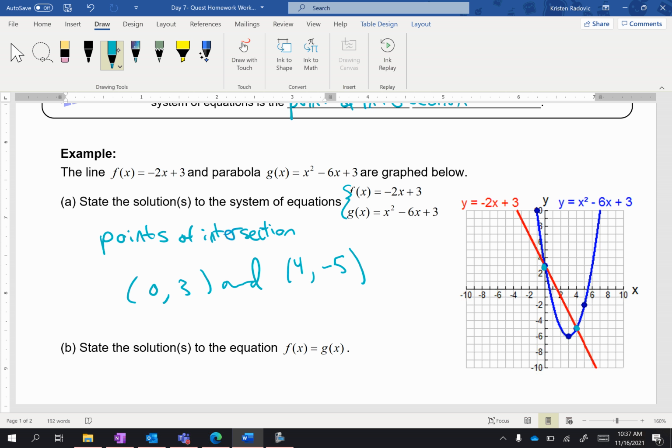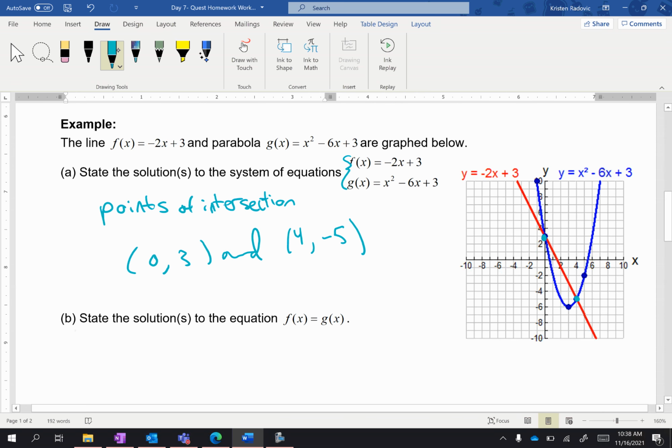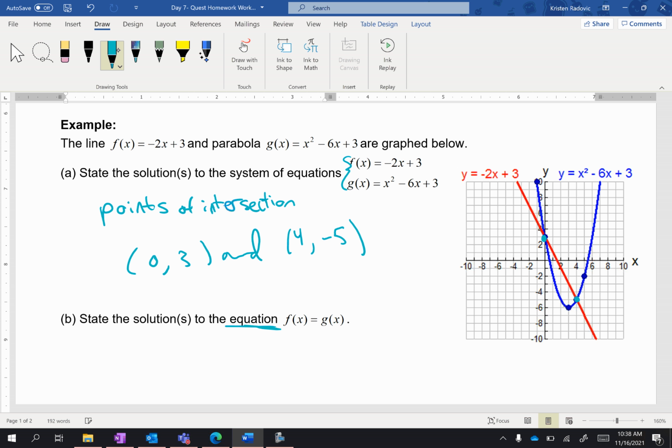Now part B is worded a bit differently, and that wording makes a huge difference. It's not giving you a system here. You don't see the word system. It's saying there is one equation. Here there are 2 equations. Here there is 1 equation. Because it's not plural, it is not a system. They're saying to set f of x equal to g of x. So negative 2x plus 3 equals g of x, which is x squared minus 6x plus 3.